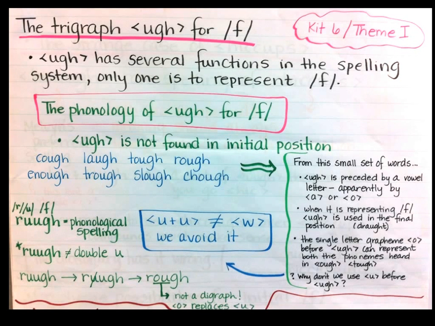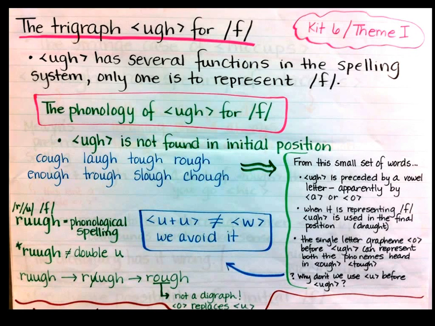The trigraph UGH for F has several functions in the spelling system. Only one of them is to represent F. UGH is not found in initial position. This is an interesting way to get students to come to that conclusion on their own. Have them find words where UGH is used to make the F sound and have them determine the position of that.